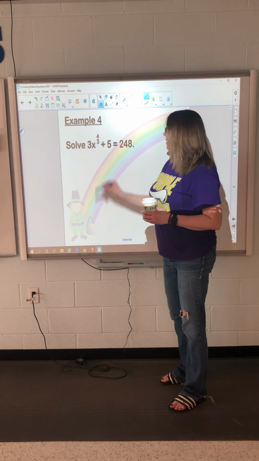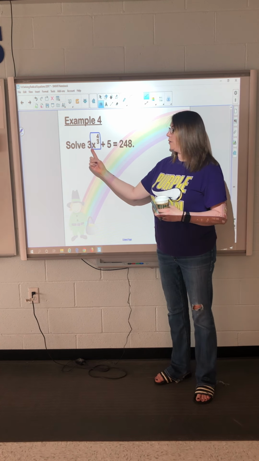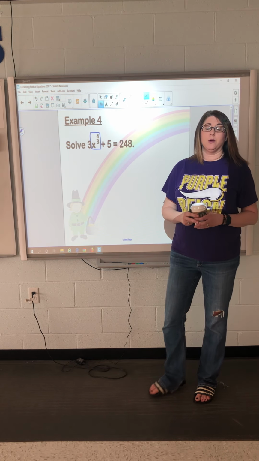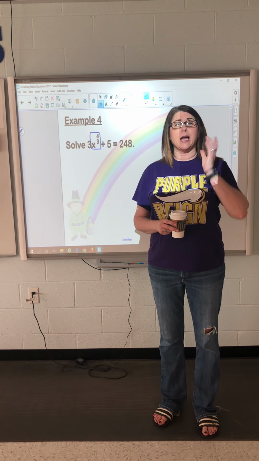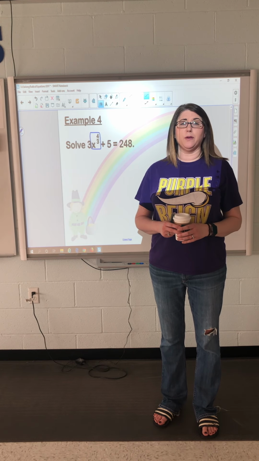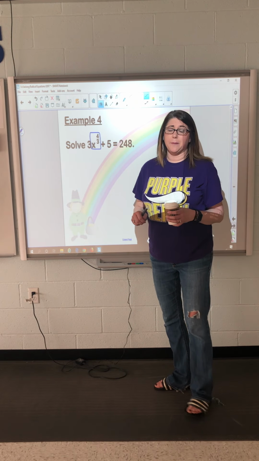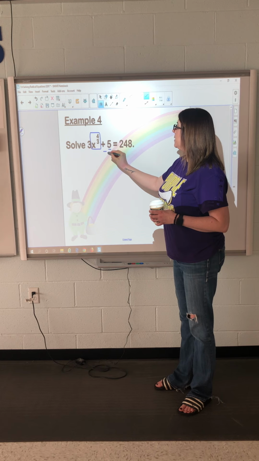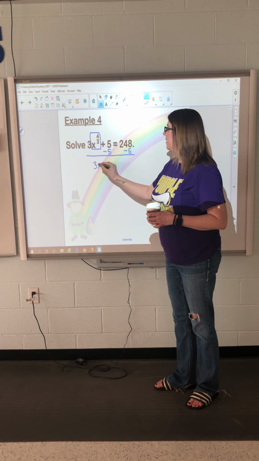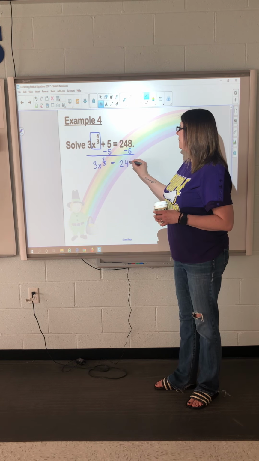A couple of things I need to get rid of, because our goal is to get this by itself. I need to get rid of the 3, which is multiplying, and the 5, which is addition. Remember, when you're solving equations, you're kind of doing the order of operations backwards. So typically multiplication would come before addition, but since we're going backwards, we want to get rid of that addition first. And how do we do that? We subtract. So I'm going to subtract 5 from each side. So now I have 3x to the 4/3 power equals 243.